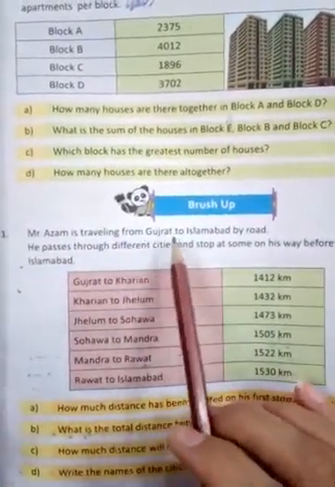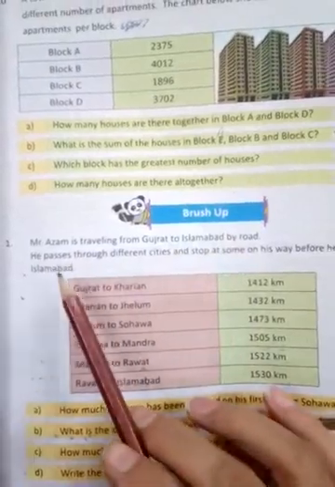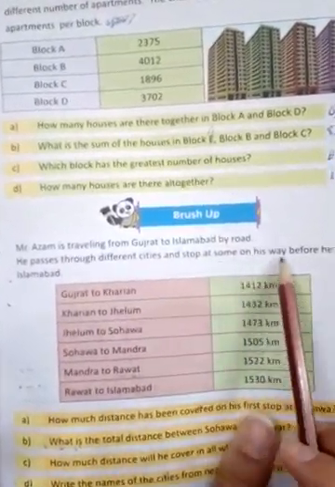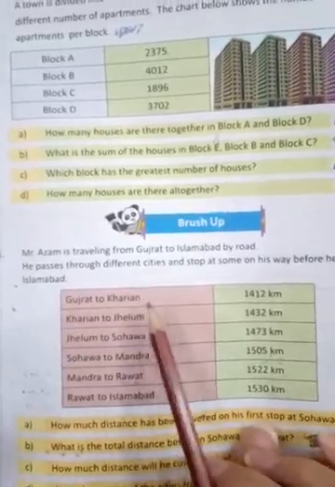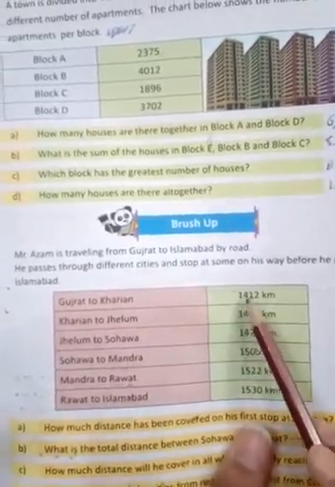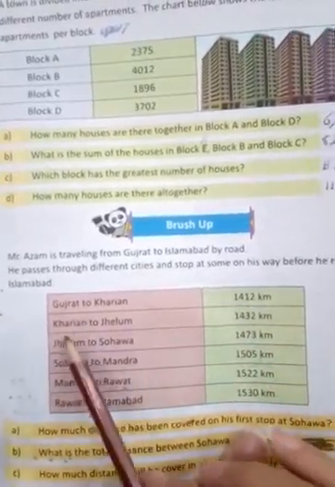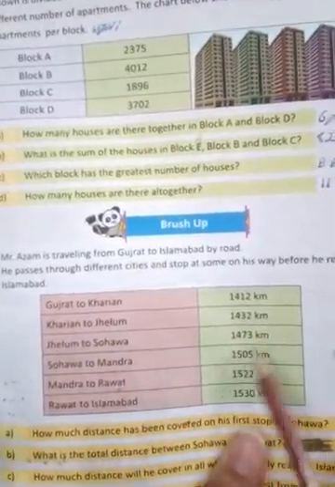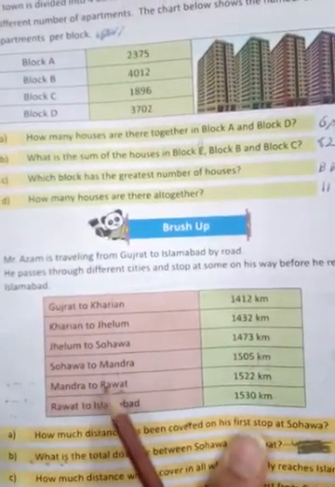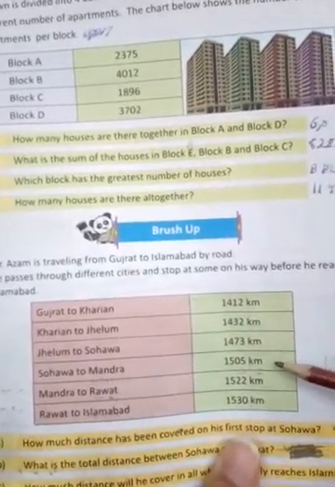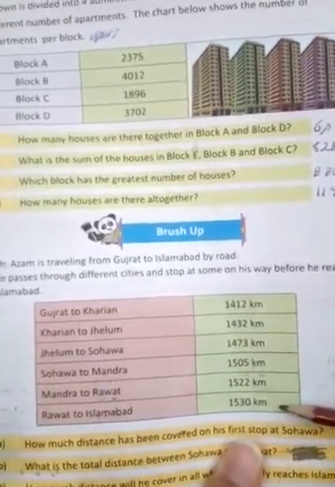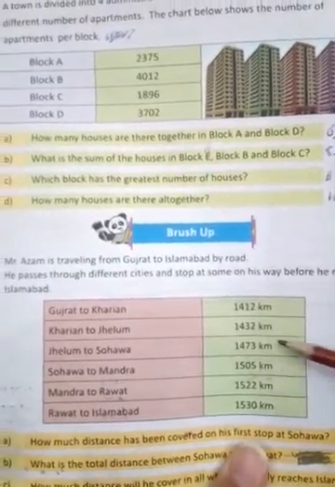Mr. Azam is traveling from Gujarat to Islamabad by road. He passed through different cities and stopped at some of them on his way before he reached Islamabad. Gujarat to Khariyan he travelled 1412 km. From Khariyan to Jhelum, Jhelum to Suhawa, Suhawa to Mandra, Mandra to Rawat and Rawat to Islamabad. These are the distances travelled by Ali from one stop to another stop.